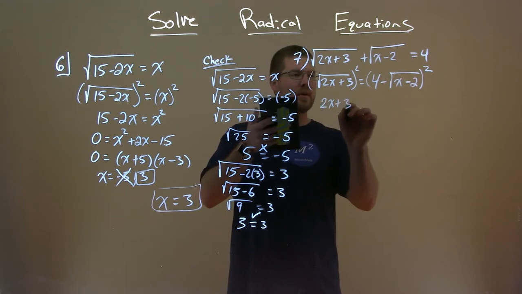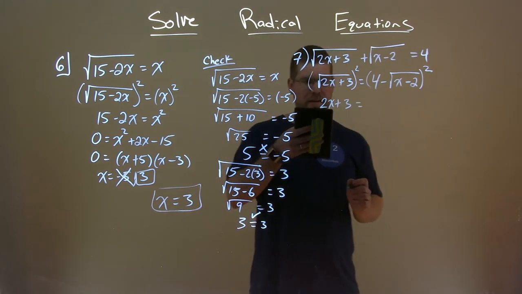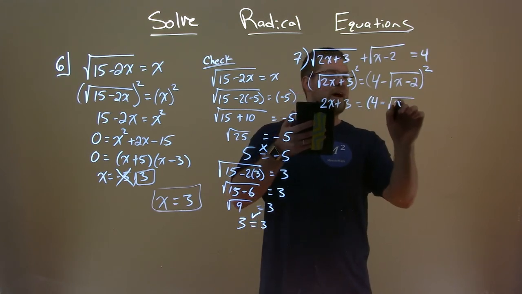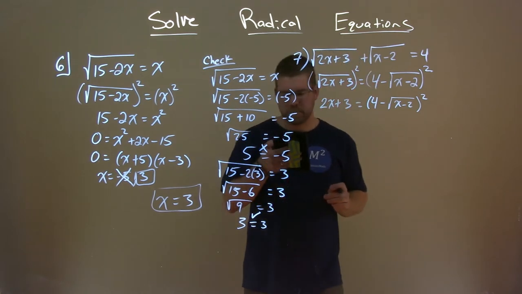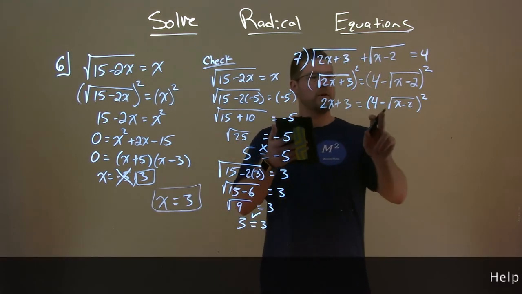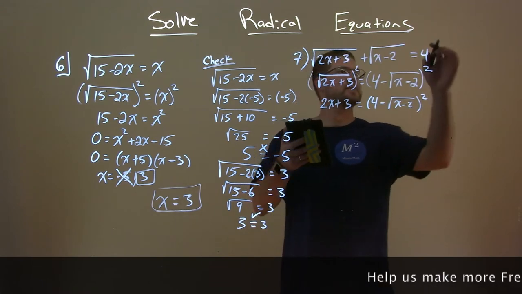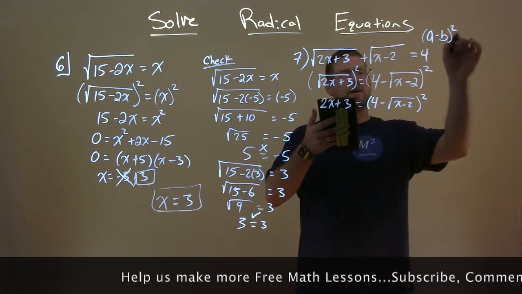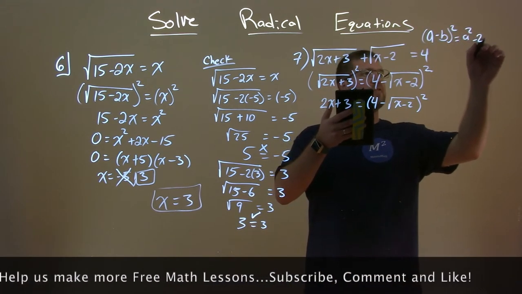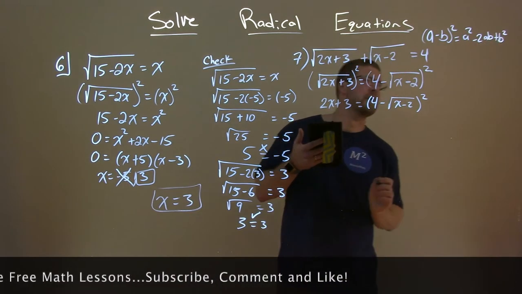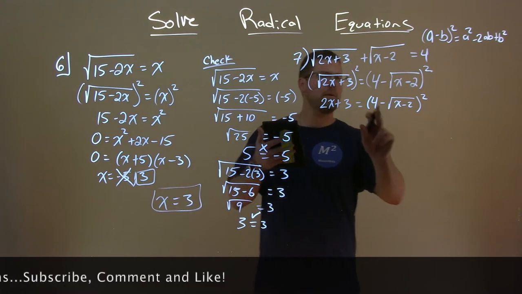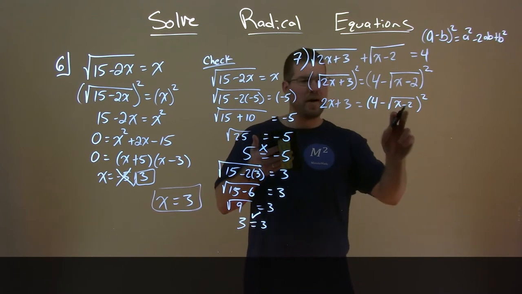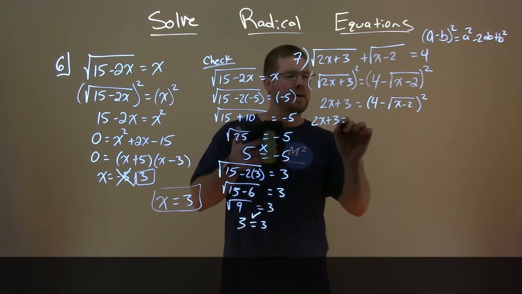And in doing so, I'm left with 2x plus 3 equals, okay, and this one's a little tricky here, 4 minus the square root of x minus 2, squared. So what we can do here now is use the perfect square formula for the right-hand side, which is that (a minus b) squared is equal to a squared minus 2ab plus b squared. So we're going to apply that here where 4 is my a and the square root of x minus 2 is my b value. So again, rewrite this: 2x plus 3 equals 16.